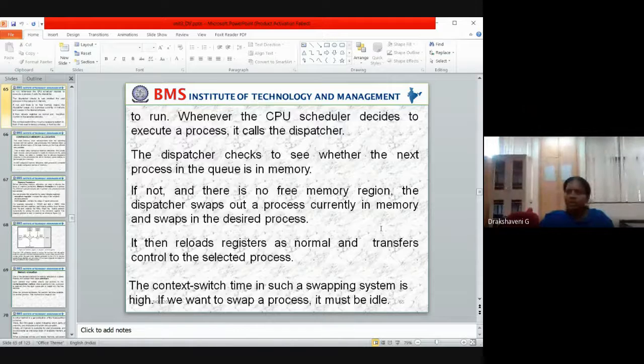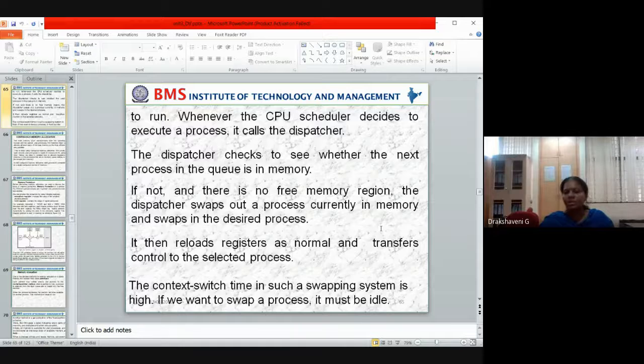So the dispatcher checks to see whether the next process in the queue is in memory or not. Suppose you want to execute a program, whether it is there in the queue or not. If it is fine, then we call it a dispatcher. If not, and there is no free memory region, the dispatcher swaps out a process currently in memory and swaps in the desired process.